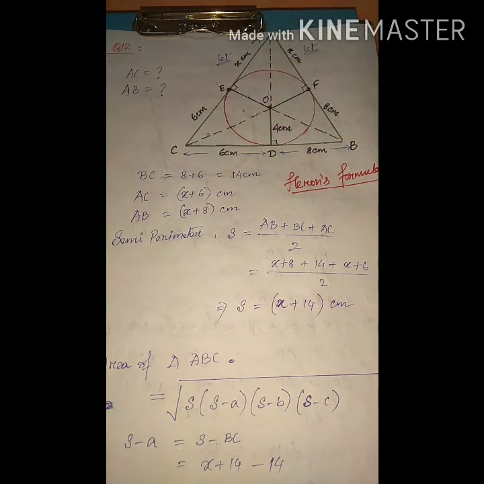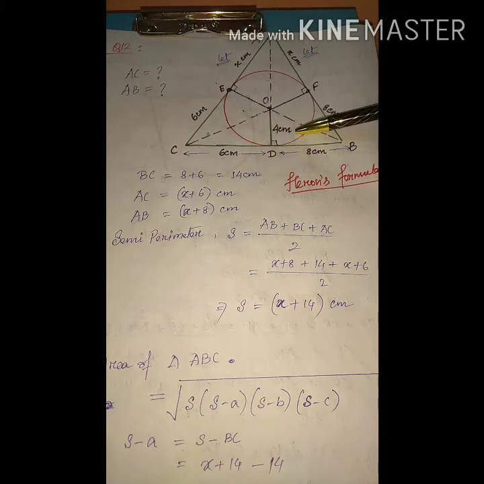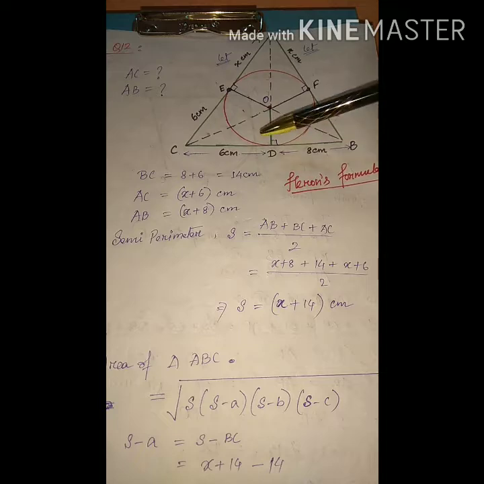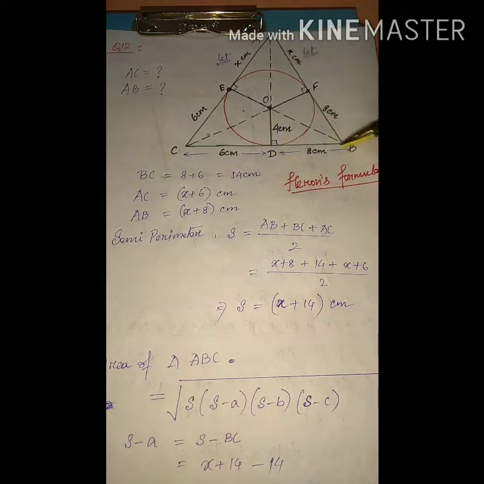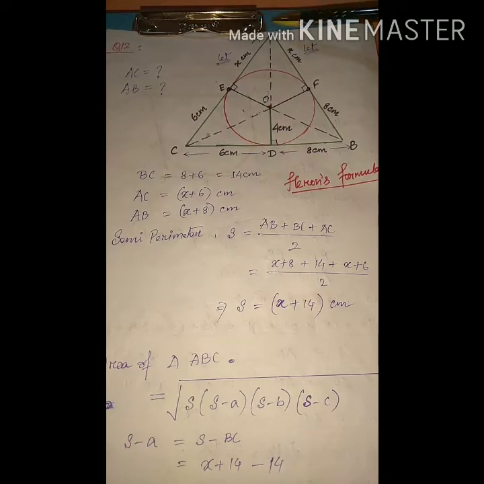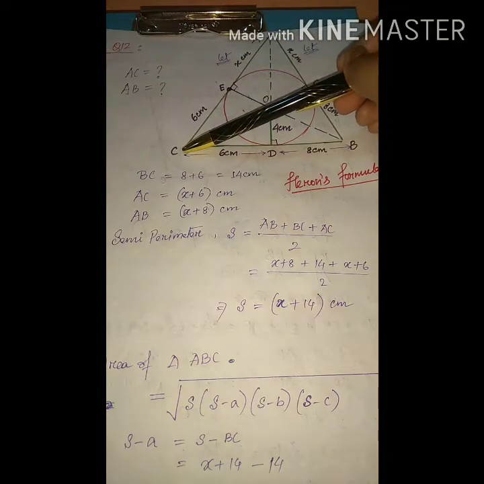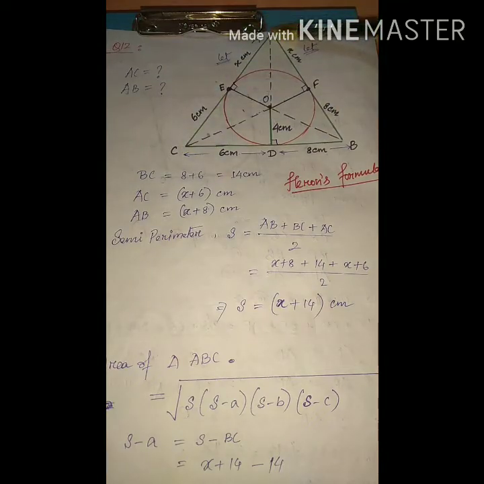Here, the green lines are the only things given in your question. That means OD is given as 4 centimeter, CD is given as 6 centimeter, and BD is given as 8 centimeter. Others are not given here. Clear? So now your task is, what do we have to find out here? We have to find out the length of AC as well as the length of AB. We have to find these two results.